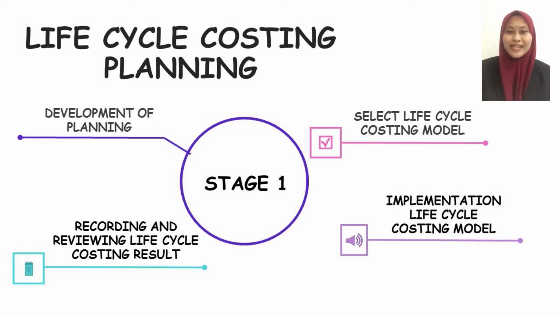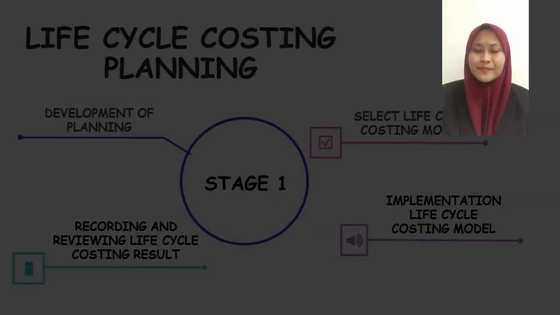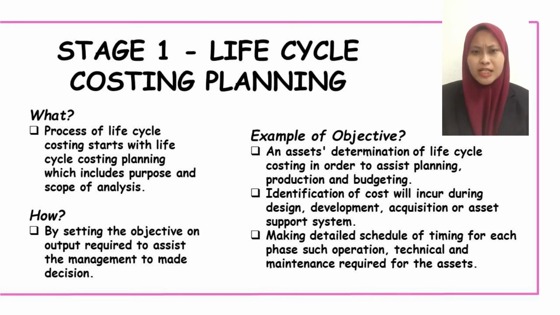Now, let us take a closer look at this stage. Basically, what is life cycle costing planning? It is a process of life cycle costing. It starts with life cycle costing planning, which includes the purpose and scope of analysis. It is done by stating the objective or output required to assist the management in making decisions.